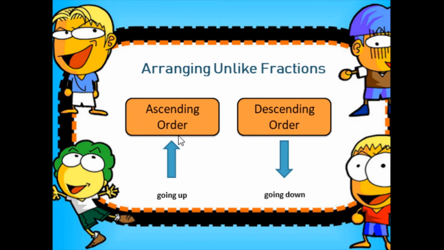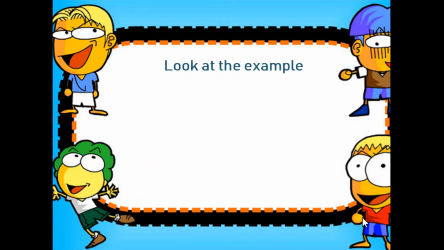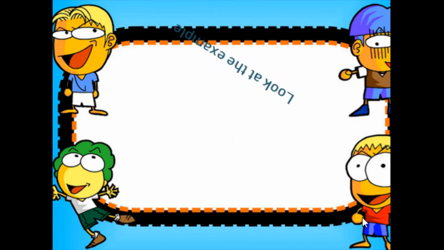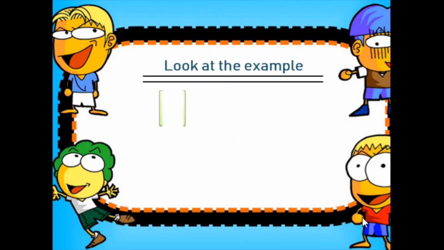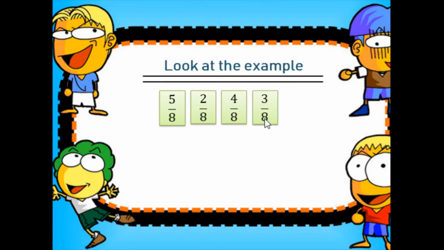What is this? Everybody read. Ascending order. Good job. This one? Descending order. Example. 5 eighths, 2 eighths, 4 eighths, 3 eighths, and 1 eighth. You arrange in an ascending order. That means it's going up.